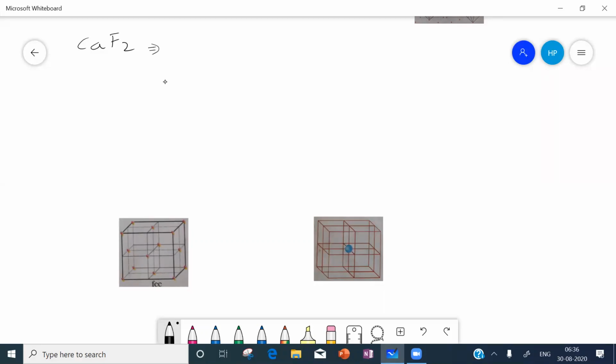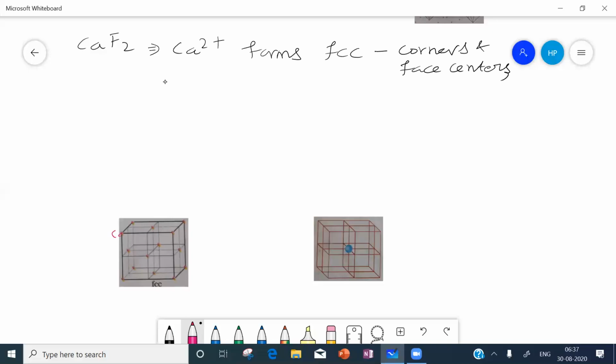CaF2 we have taken. In this, Ca2+ forms FCC. Ca2+ forms FCC means Ca2+ ions occupy corners and face centers. So we will write Ca2+ ions in the corners and face centers. Ca2+ ions we have written in the corners.